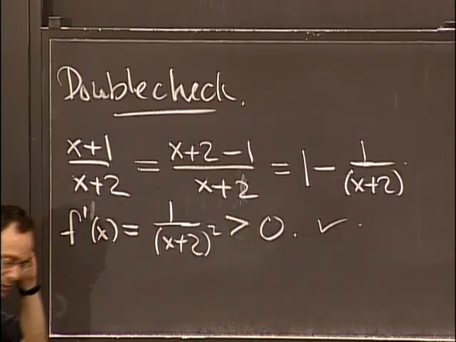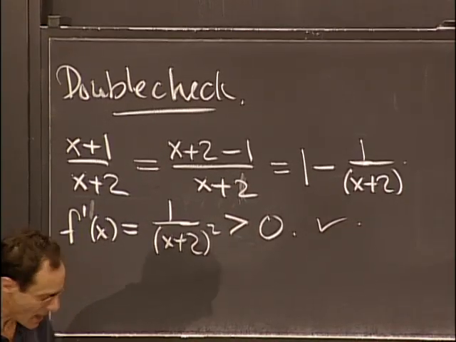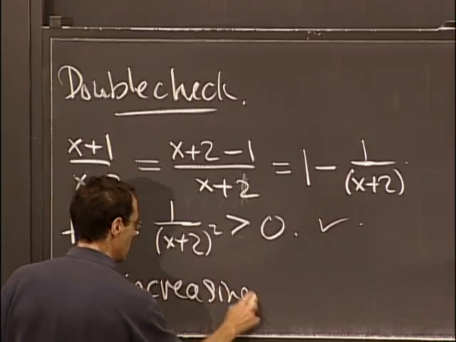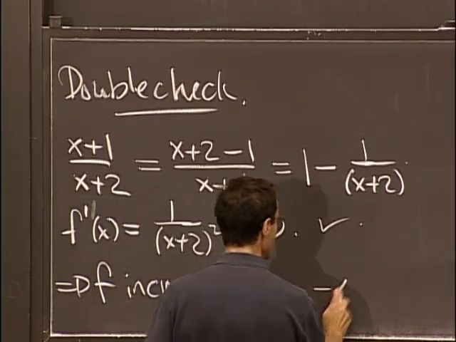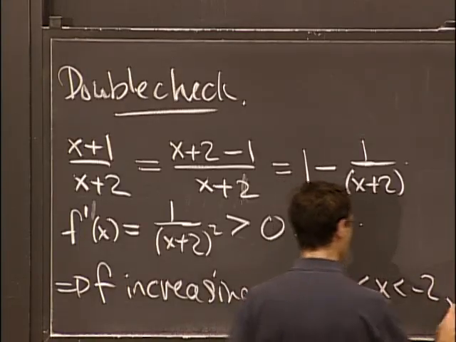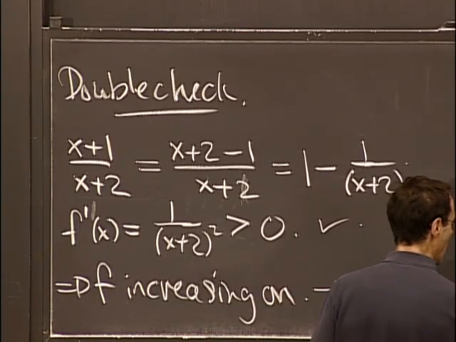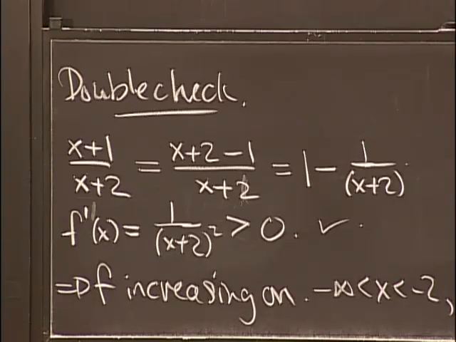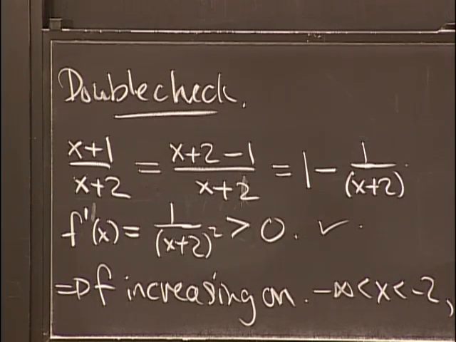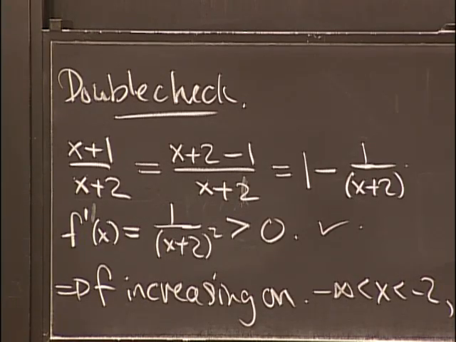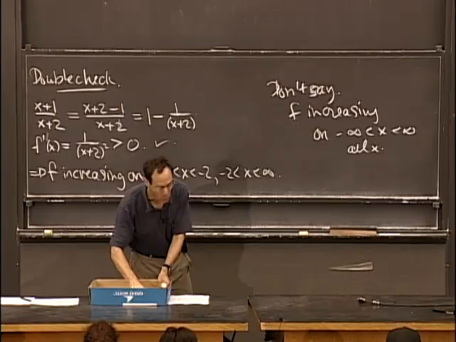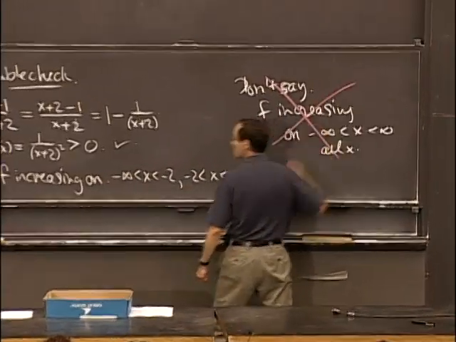But now there's one more thing that I want you to watch out for. So this means that f is increasing on the interval from minus infinity to minus 2, and also from minus 2 all the way out to infinity. So I just want to warn you, you cannot say, don't say f is increasing on minus infinity to infinity, or all x. Okay, this is just not true. All right, I've written it on the board, but it's wrong. I better get rid of it. There it is. Get rid of it.